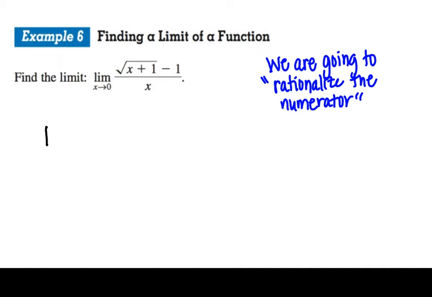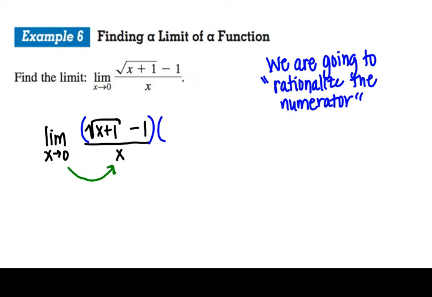Let me show you. The limit as x approaches 0 of the square root of x plus 1 minus 1, all over x. If I were to try direct substitution, I would have 0 in the denominator, which is a problem. Therefore, we're going to use this technique of rationalizing the numerator. So we're going to multiply both the numerator and the denominator by the conjugate of the numerator.